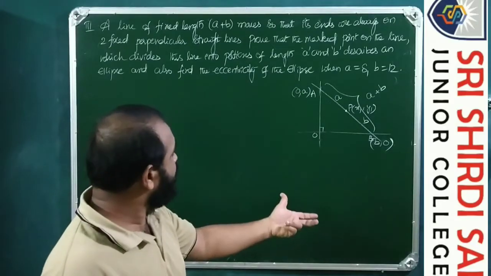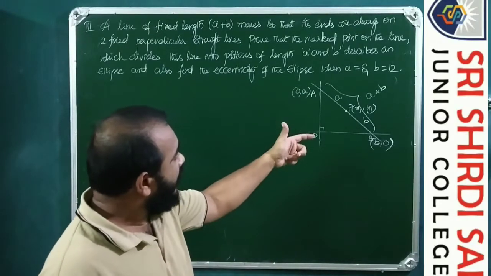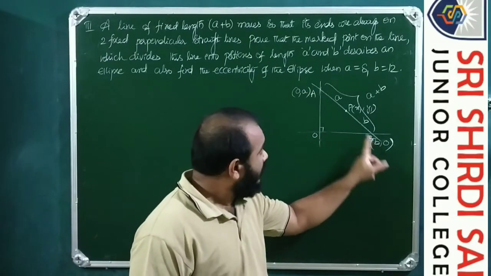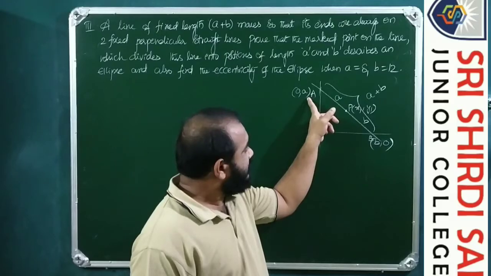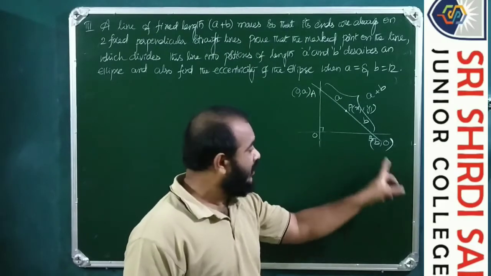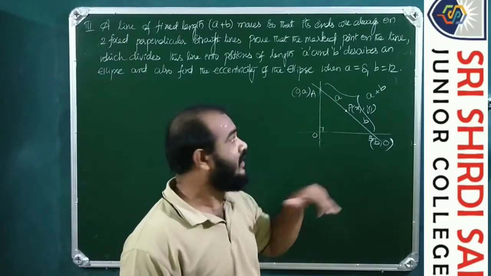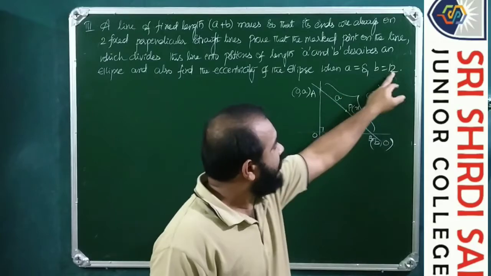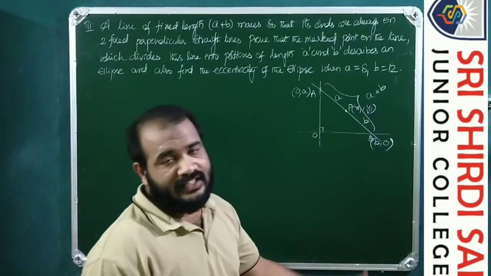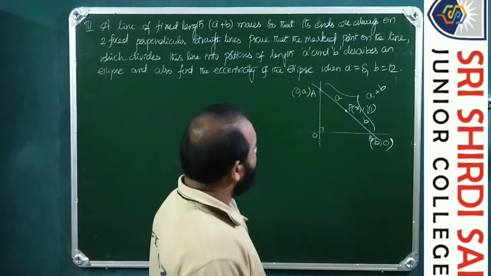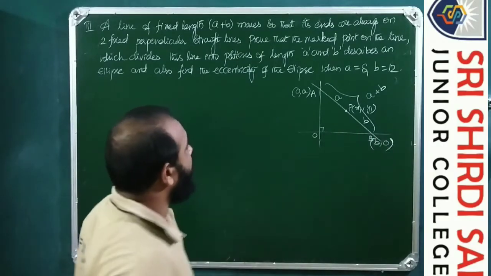You may ask a question, why I have taken A on y-axis and B on x-axis. I can even take A here and B here, but here A is 8 and B is 12. So A is less than B. Therefore, this ellipse is A less than B ellipse. Therefore, I have chosen in this way.